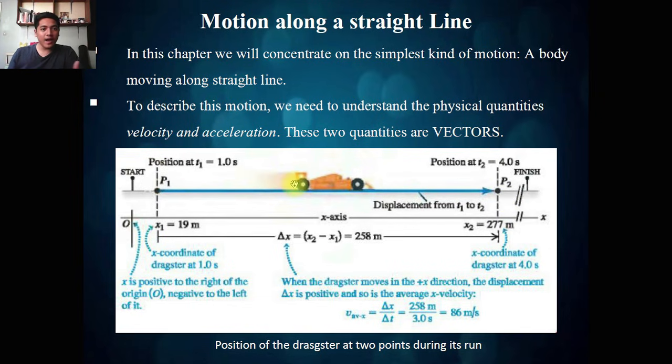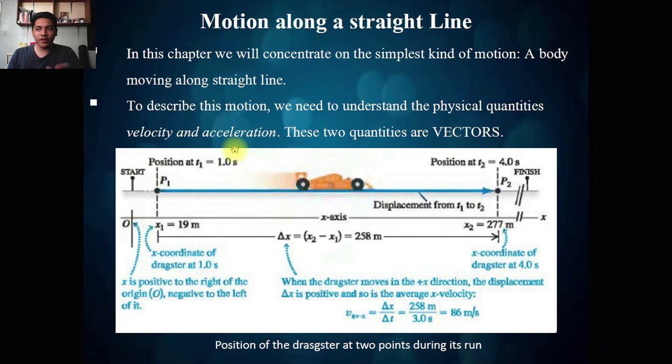To describe the motion of the dragster, we need to understand the physical quantities velocity and acceleration. Velocity is basically the change in position with respect to time. And acceleration is the change in velocity with respect to time. Let us take note that velocity and acceleration are vector quantities. It means that this velocity and this acceleration must have a magnitude and direction.